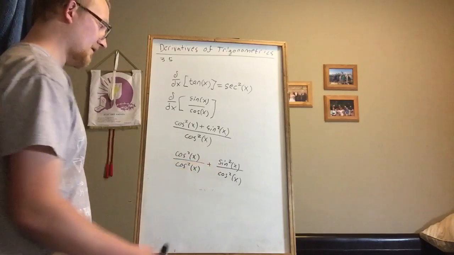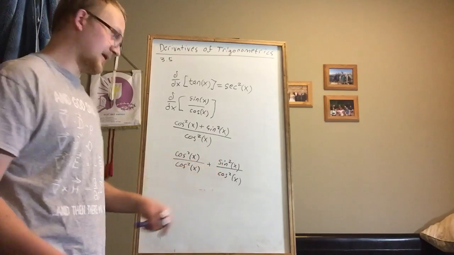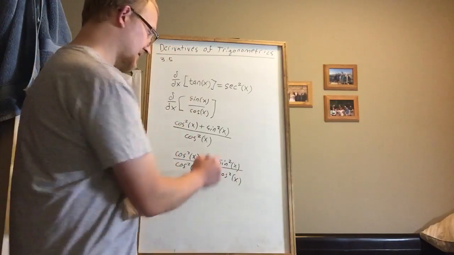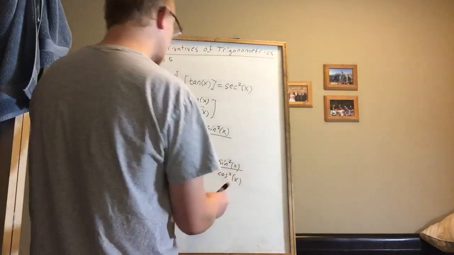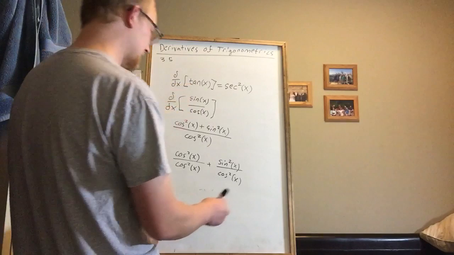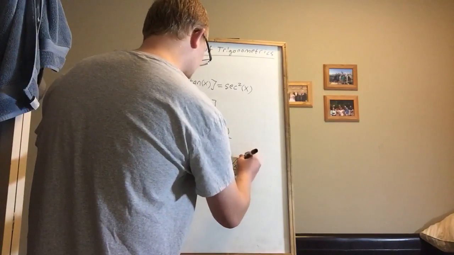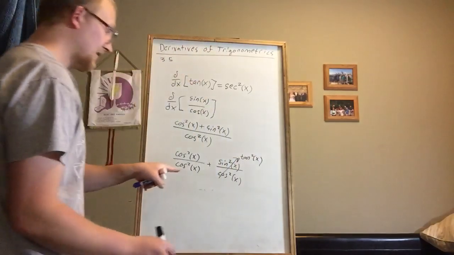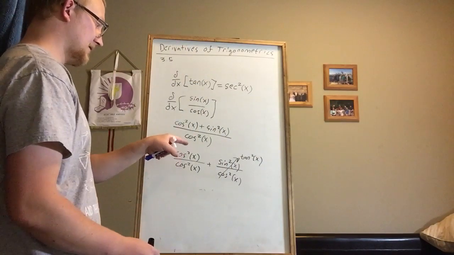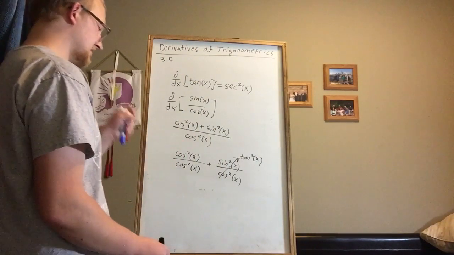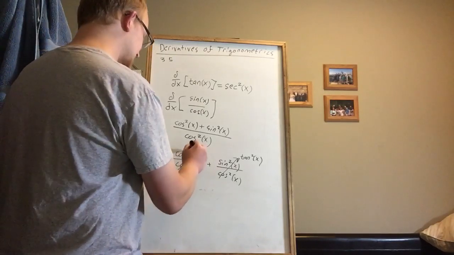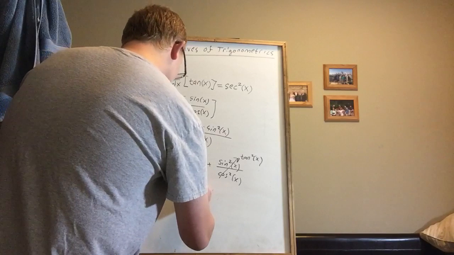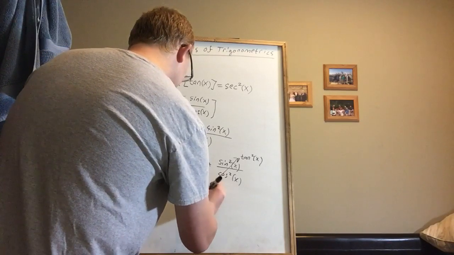And this right here, sine squared over cosine squared, that's tangent squared as well. So it's sine squared over cosine squared. Using this same identity, here is tangent squared x. Cosine squared x over cosine squared x is the same thing as 1. So what we're left with is 1 plus tangent squared x.